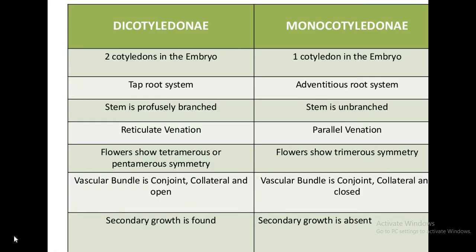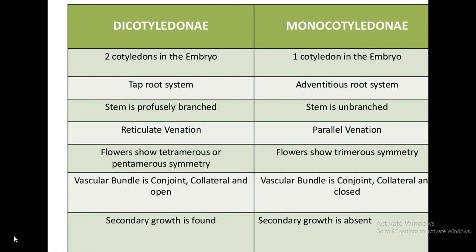Then come again, in dicots the stem is profusely branched whereas in monocots the stem is unbranched. So in a dicot, try to remember a mango tree or a guava tree. You find so many branches. But try to remember maize, or for that matter wheat, if you have ever seen wheat growing, or for that matter the grass. Now these are all monocots and there the stem is unbranched.